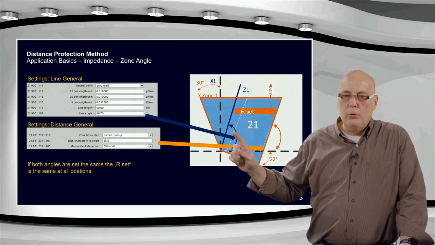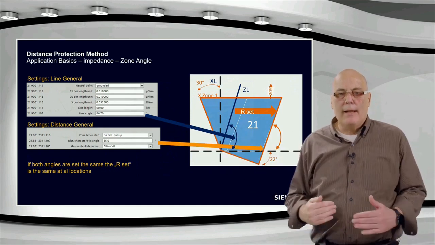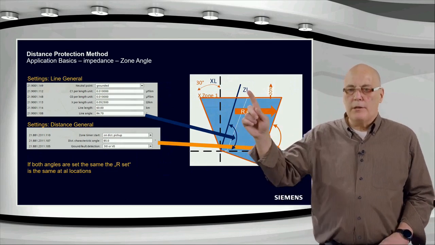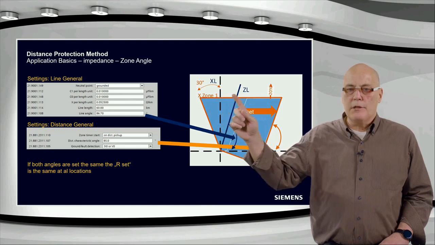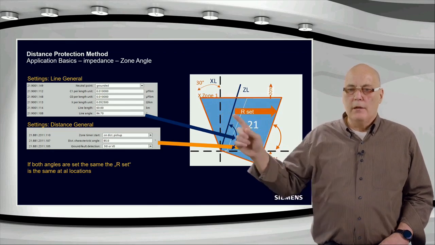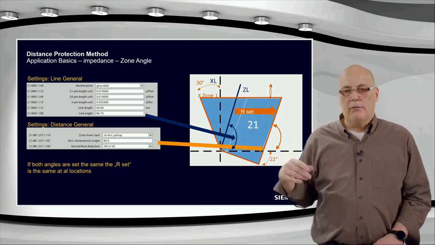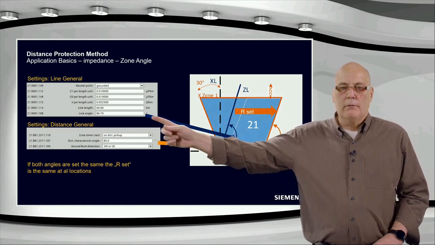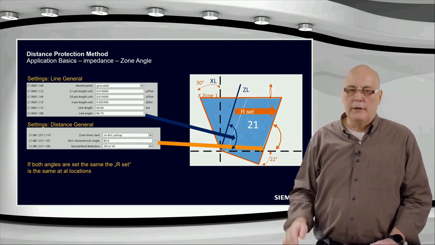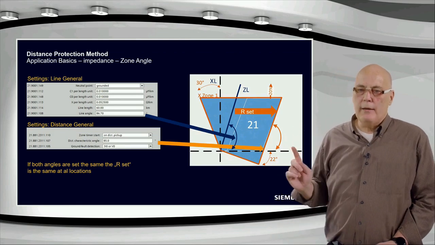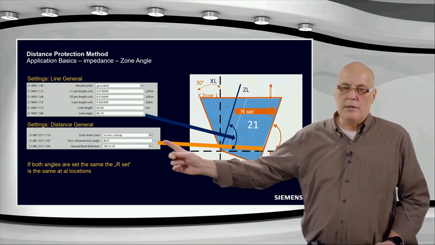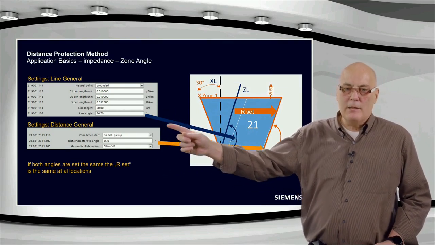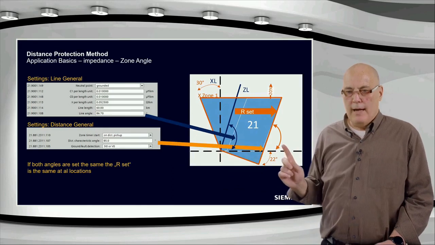This blue angle here at the top is the line angle. It's set based on the X to R of the line. So you can see here the ZL will have a certain resistance R and a certain X. And with the arctan of the X over R, you can calculate this angle over here, the line angle. In this case, 86.7 degrees. And typically, we would set this angle identical. Here you can see it's set differently. It's set to 85 degrees. But normally, in the classic distance, they would set these ones the same.